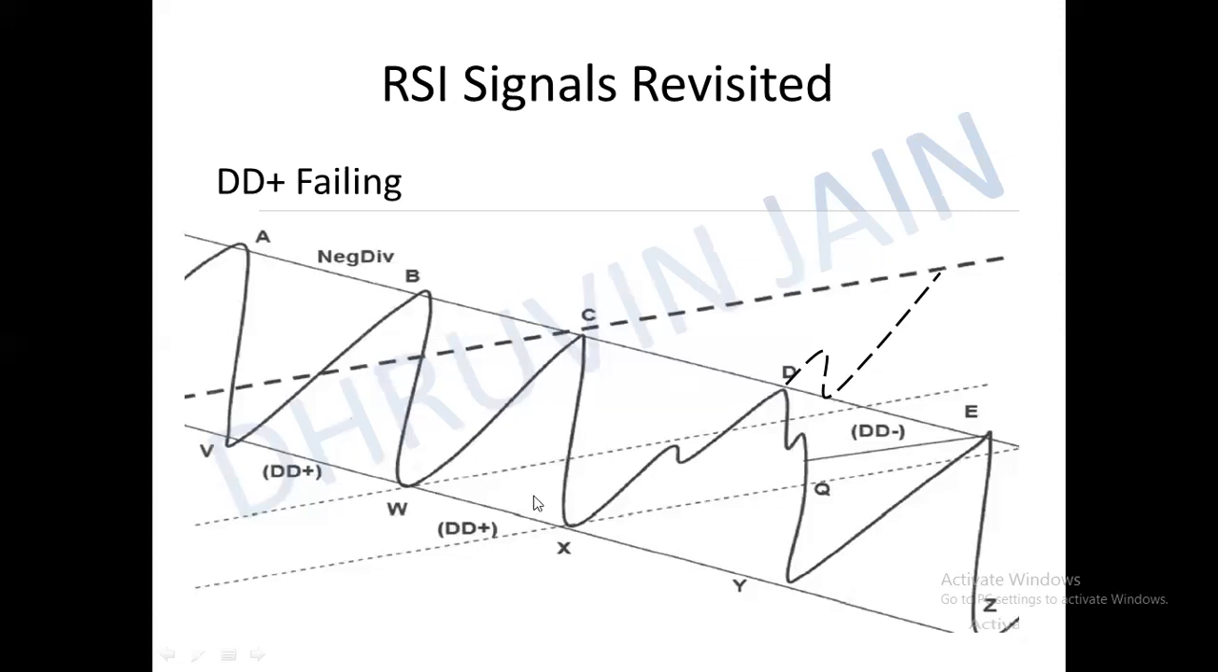But if you are seeing two or three, four times DD plus occurring, and RSI is still continuing its travel inside the descending channel, that means somewhere there is some reversal that we can expect now, and somewhere we can expect a range shift too. Okay. So that means RSI is continuing its traveling inside the descending channel.